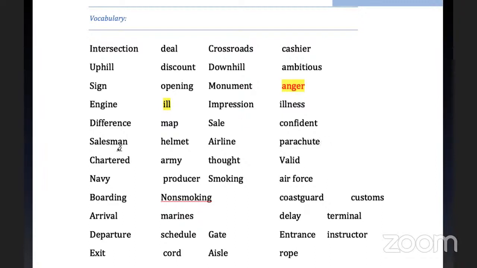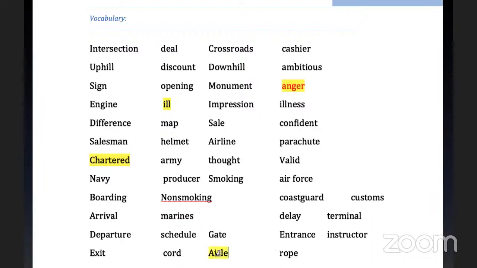parachute, charter, army, room, valet, navy, producer, smoking, air force, boarding, non-smoking, coast guard, costume, arrival, marines, delay, terminal, departure, shuttle, gate, entrance, instructor, exit, court, aisles, and road.